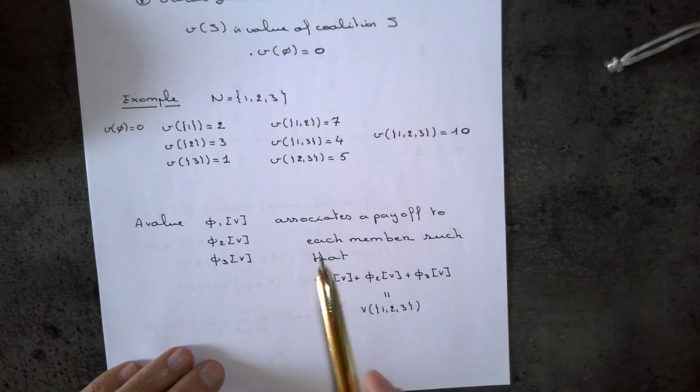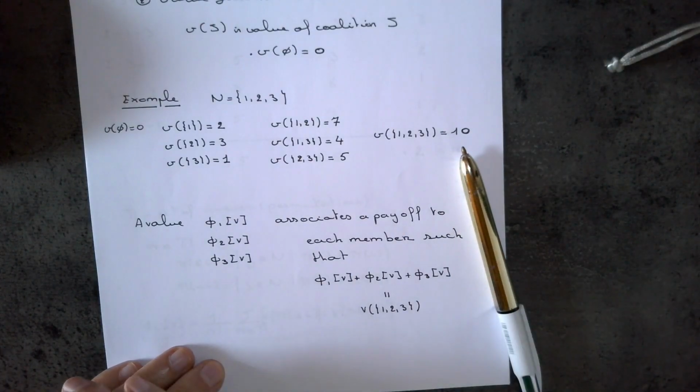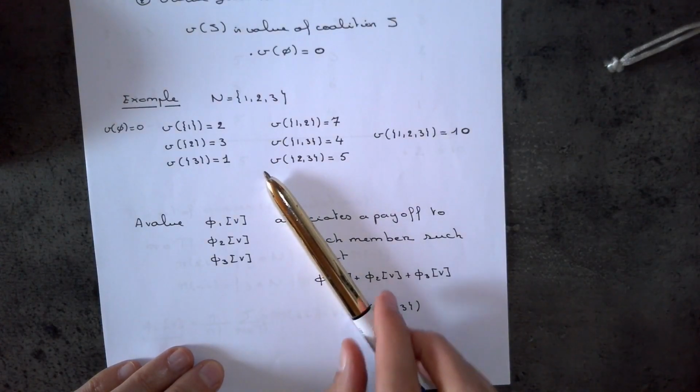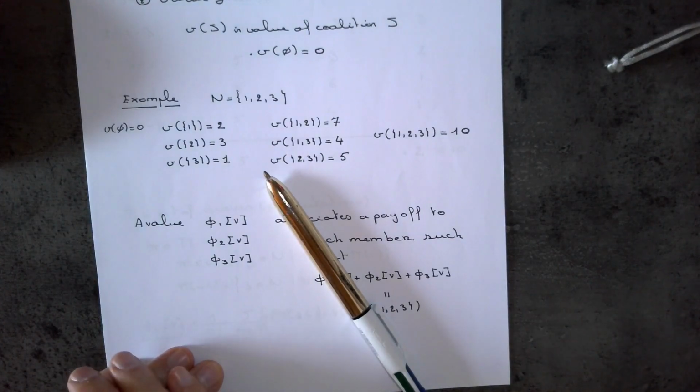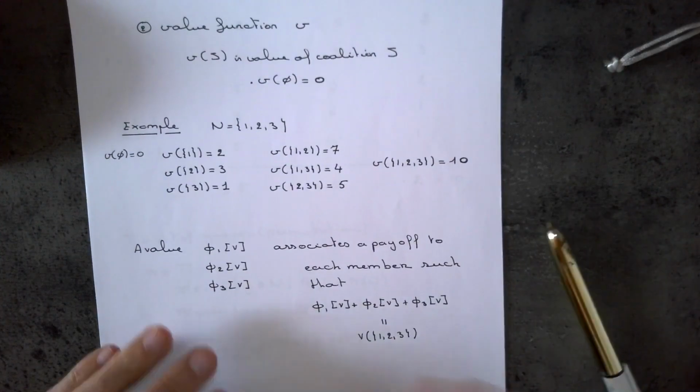So one idea could be that you share the total value equally in 3 parts. Then players 1, 2, and 3 all get 3 and a third, right? And these add up to 10, so that's one possibility. But of course, you would say, maybe we can determine the value or the share of each person according to what they contribute to the coalition.